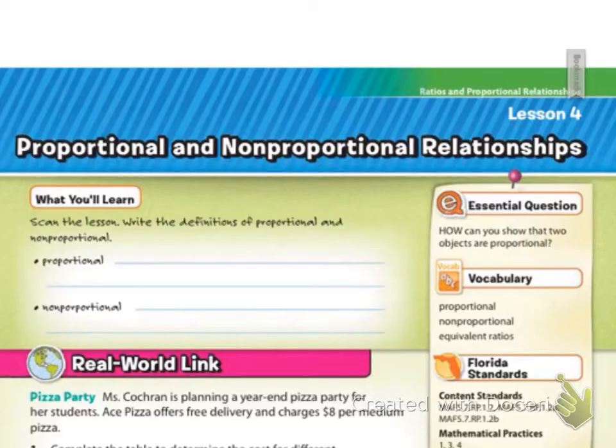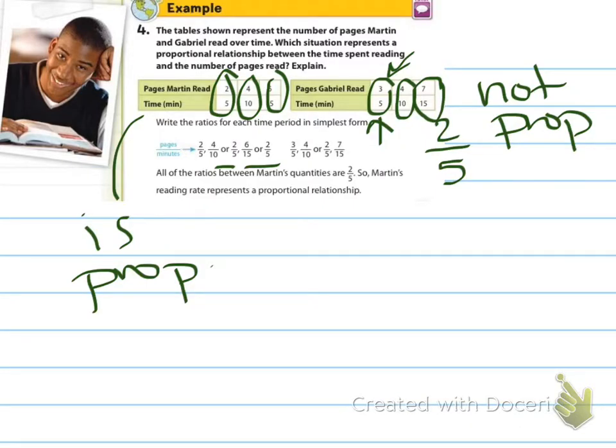Okay. All right, guys, that ends our lesson for 7.1.4, proportional and non-proportional relationships. Remember, really basic equivalent fractions. Can you simplify all of the ratios to the same ratio?